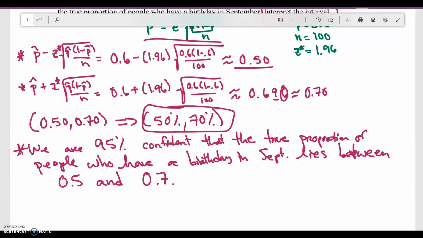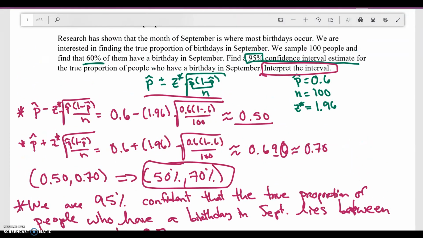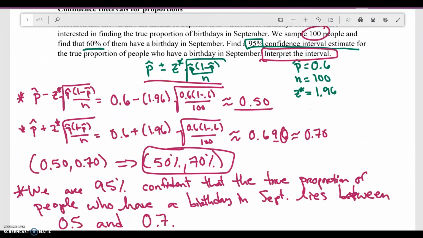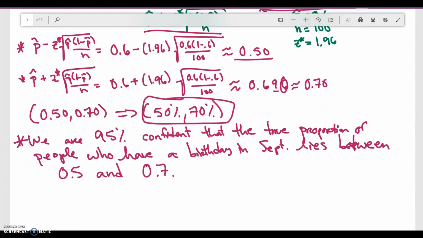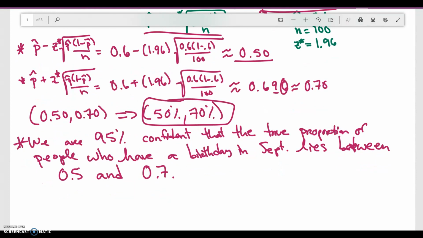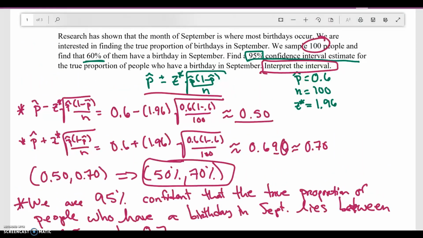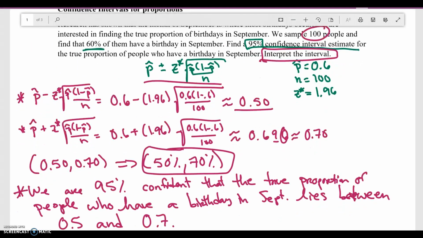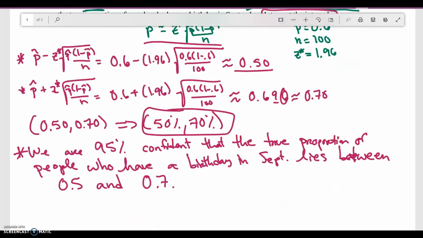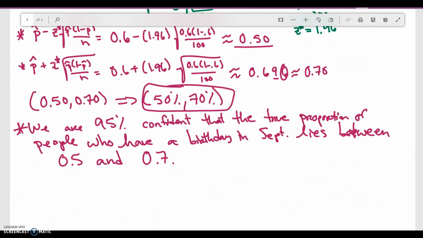Now some of you were asking me, how do we know how many people this is? Well, since we have 100 people, how many of them should we expect to have a birthday in September? You can just take the 100 and multiply it by 50% and 70% if you really want to. But you don't need to do that. That was just thinking about something differently.